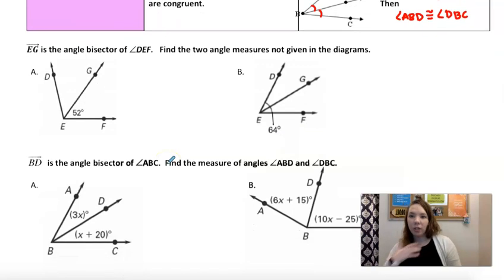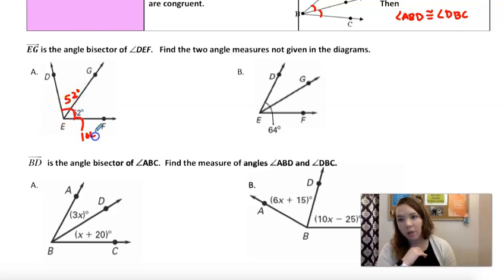So here it says EG is an angle bisector of DEF, and they either have to tell you that they're equal or tell you it's a bisector. You can't assume anything. So here they told us that it's a bisector of DEF. Find the two angle measures not given in the diagrams. So these have to be equal since this is a bisector. And then the whole thing is 104 degrees, since 52 plus 52 will give us 104. All right, this one is saying the whole thing is 64, so if we divide that in two, these two pieces are 32 degrees.